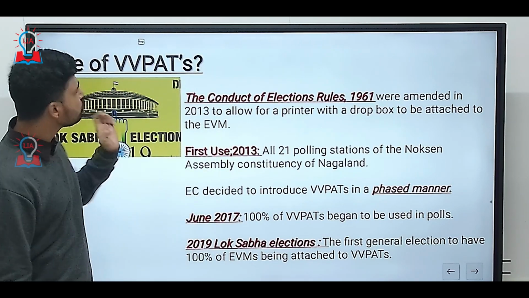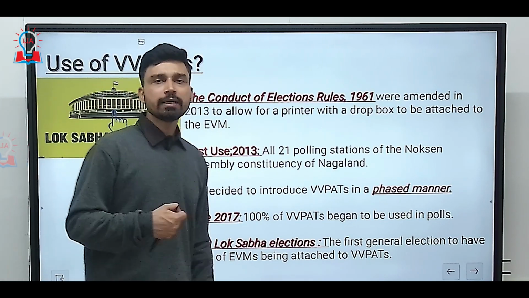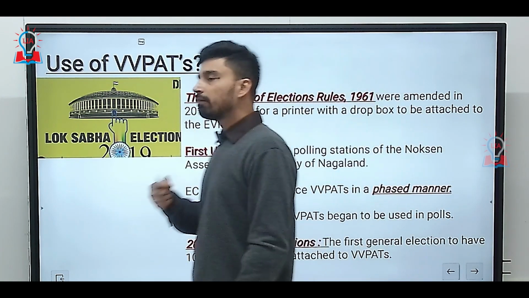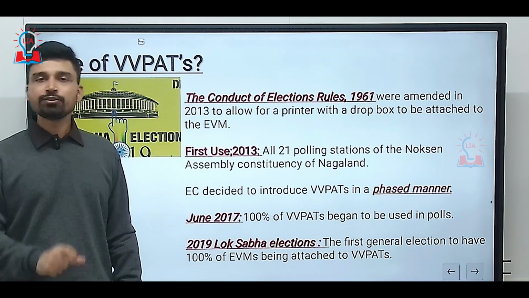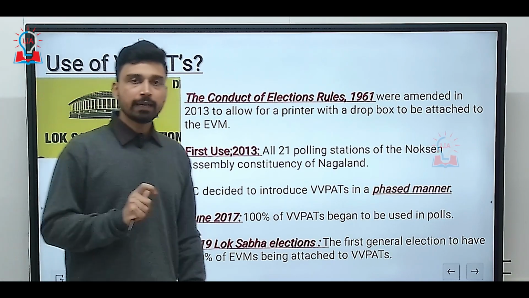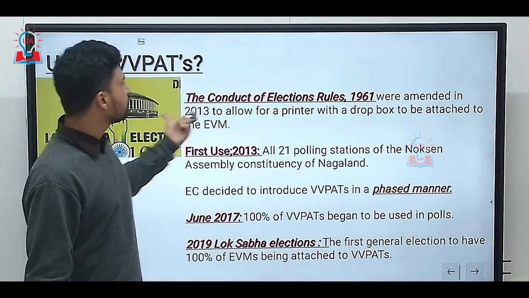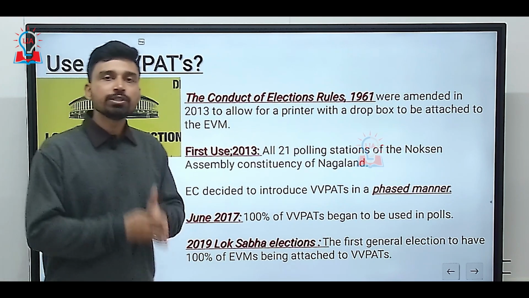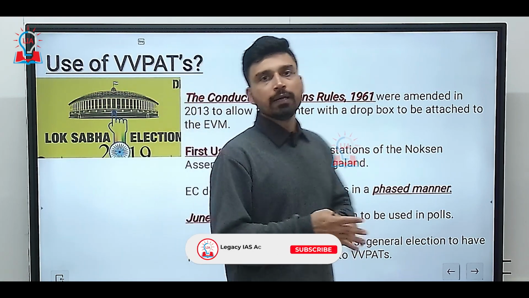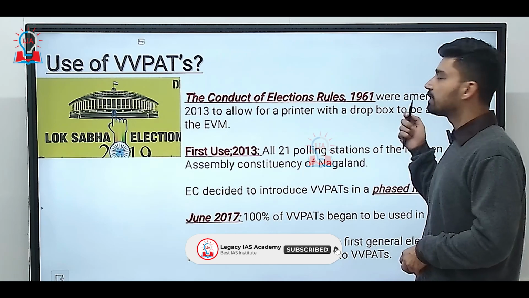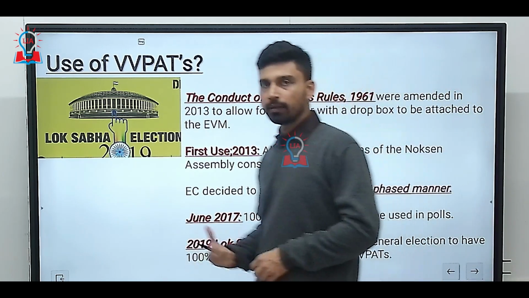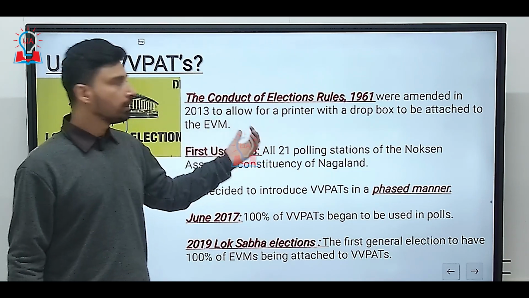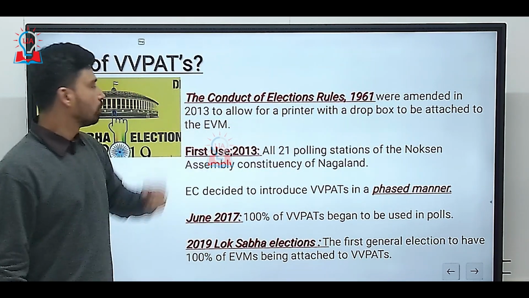Now we talk about the use of VVPATs. Basically, VVPAT cannot be used directly, because the election process of India is governed by the constitution, where the constitution has vested the power and authority in the Election Commission of India, and the Election Commission is working under the rules referred to as the Conduct of Elections Rules, 1961. So if any significant changes have to be made in the election process of India, the Conduct of Elections Rules, 1961 have to be amended, and thus in 2013 it was amended to allow for a printer with a drop box to be attached to the EVM.